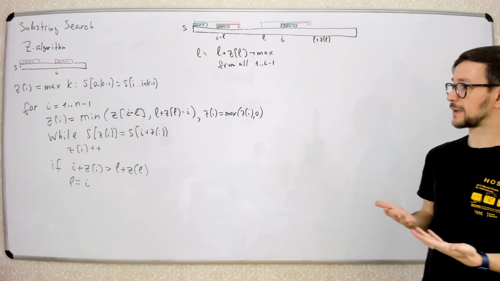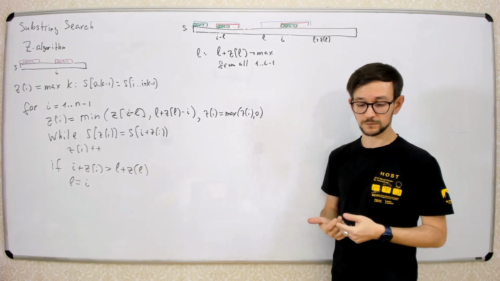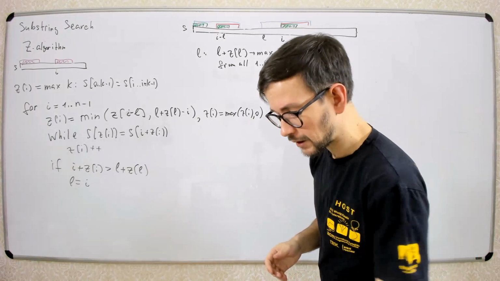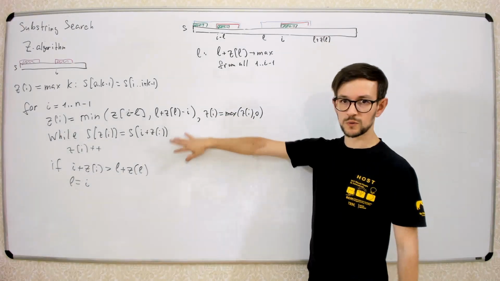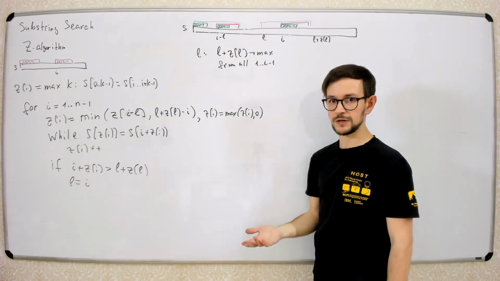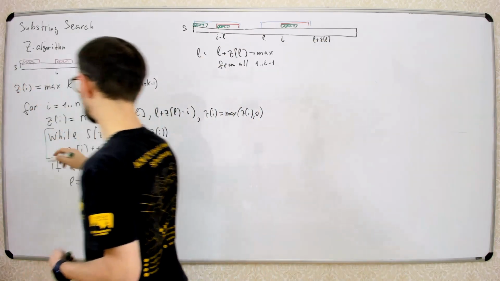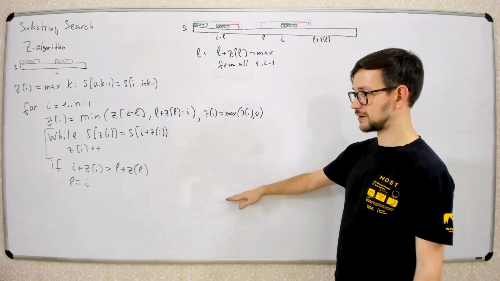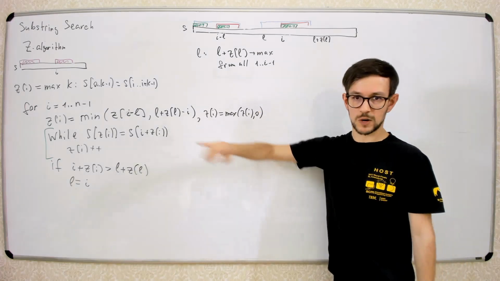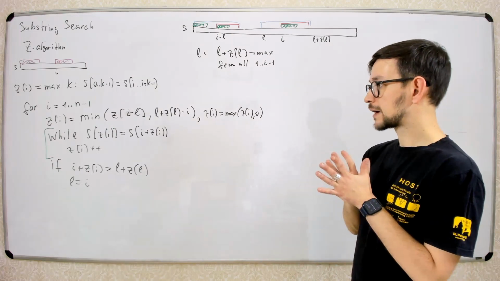Now let's talk about time complexity. Again, I claim that time complexity of this algorithm is linear. Why is it linear? Again, like before, everything except this while loop works in linear time. So we only need to think about total number of iterations in these whiles. So everything else is linear, so we only need to consider this while loop. Now, what happens in this while loop?